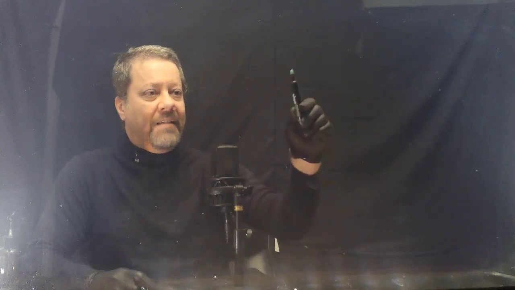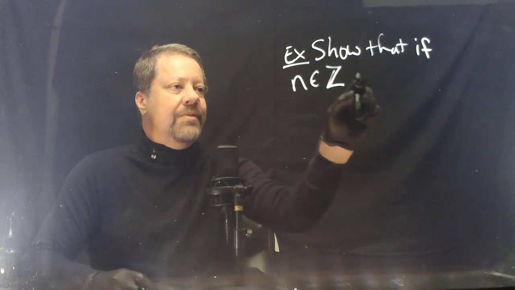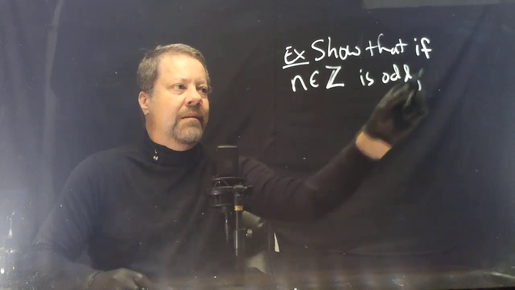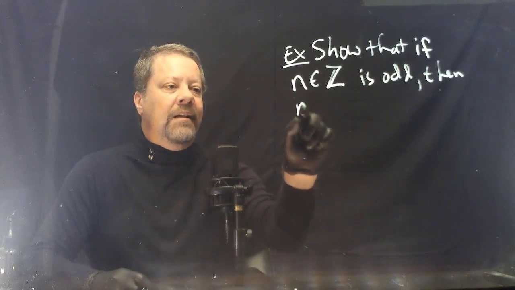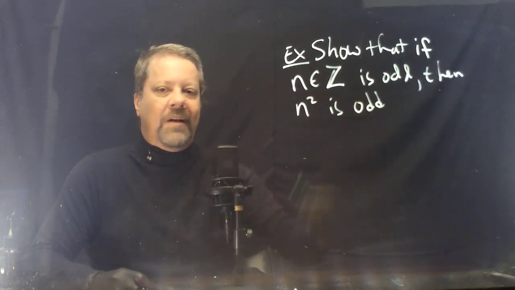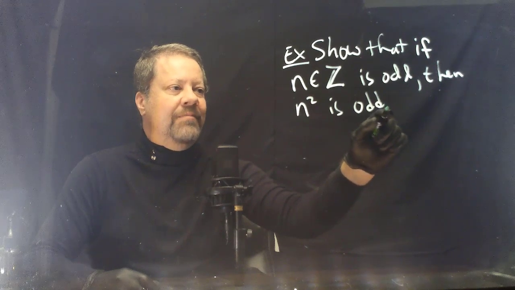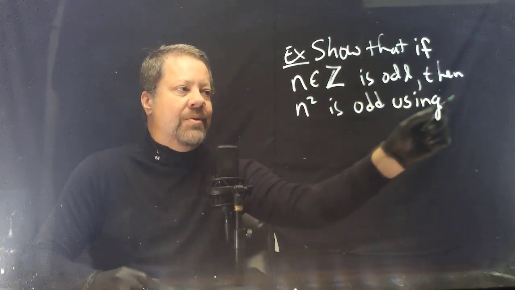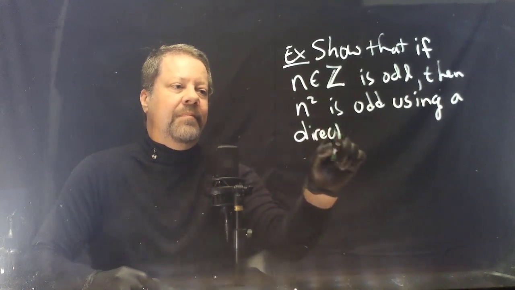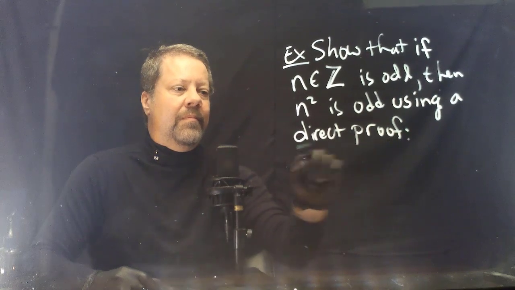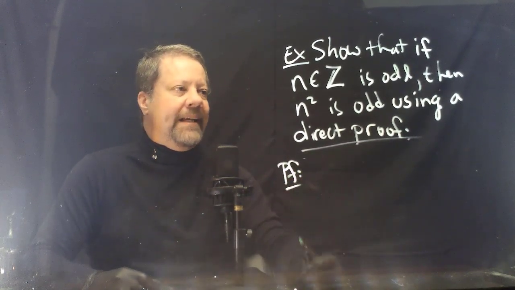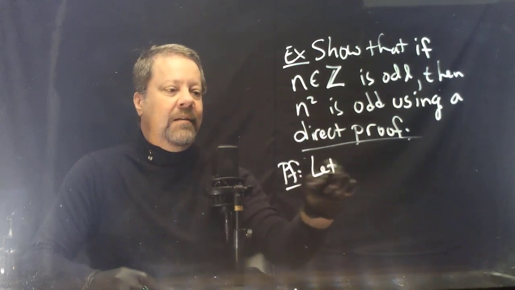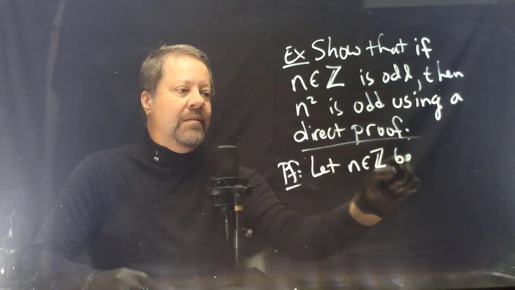So let's write down a conjecture. Show that if n, an element of the set of integers, is odd, then n squared is odd. When you square an odd number, you get an odd number. And we want to do this using a direct proof. So our proof begins by assuming that n is odd. Let n, an integer, be odd.